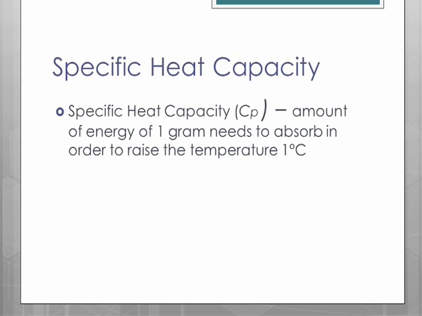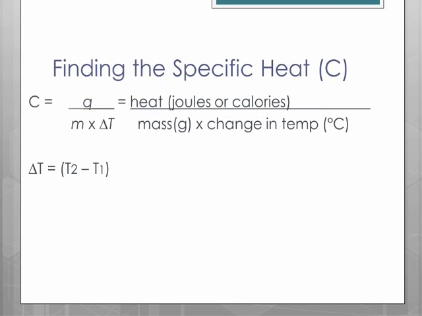Now, specific heat capacity is really just a numerical measurement of that heat capacity. And we look at that as C_p. That's the amount of energy 1 gram needs to absorb in order to raise the temperature 1 degree Celsius. And we can find the specific heat by this formula. C equals Q, which is the heat in joules that is supplied, over m, mass, times delta T. So delta T is just T2 minus T1. That's the change in temperature. Anytime you see delta, that's change.